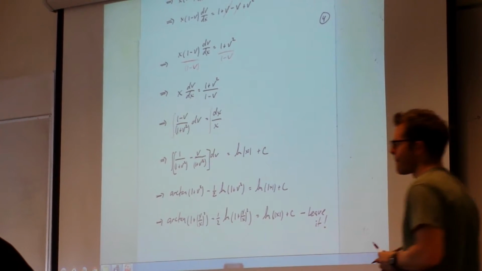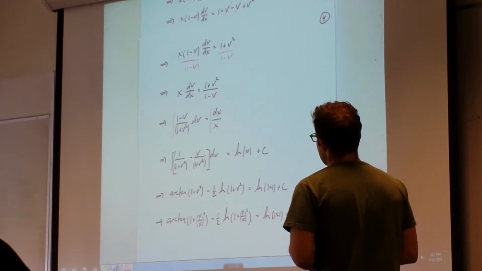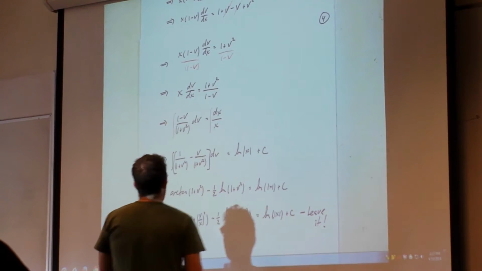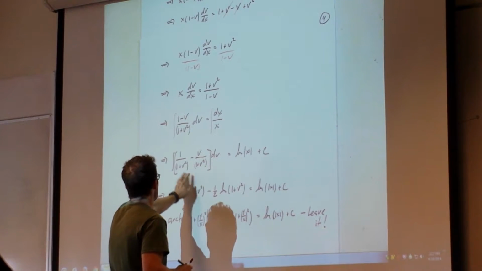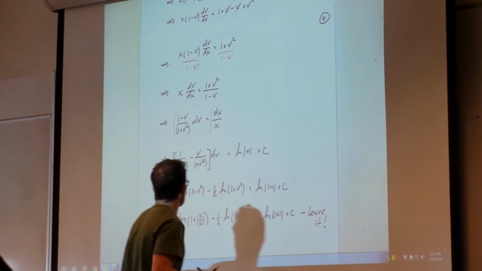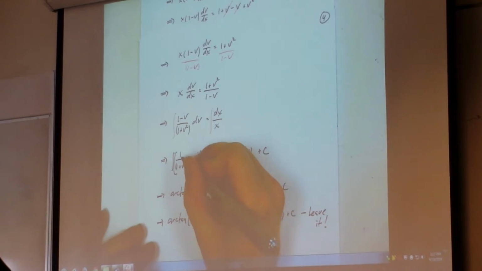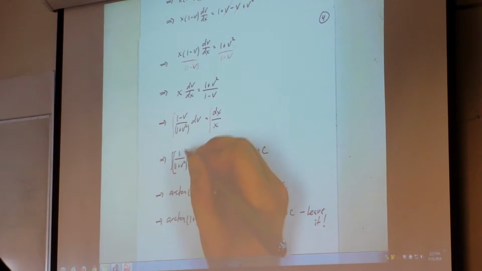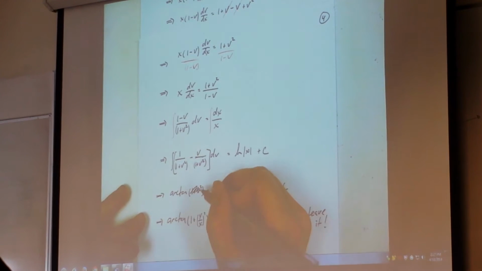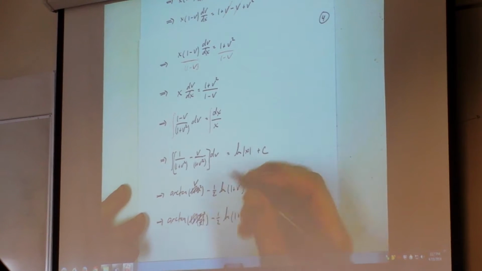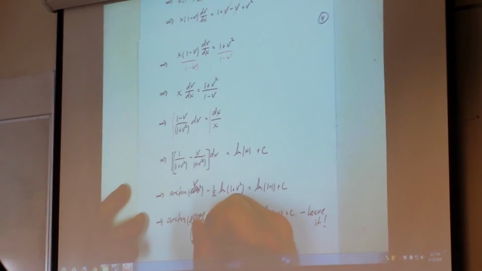Why does it end up as arctangent of 1 plus v squared? Would it just be arctangent of v? Oh, wait, that's arctangent v, right? Yeah. 1 over 1 plus u squared, the integral of that is just arctangent u. Good call. That's just arctangent v. And so this would just be y over x, right?